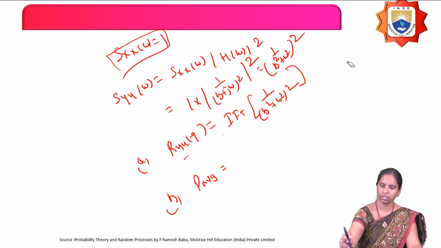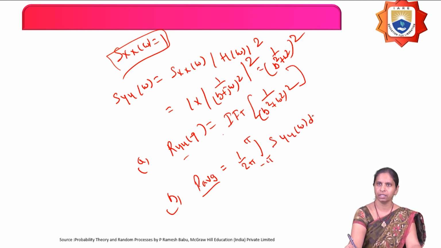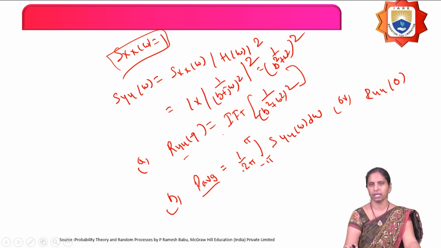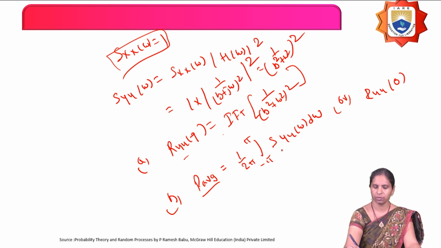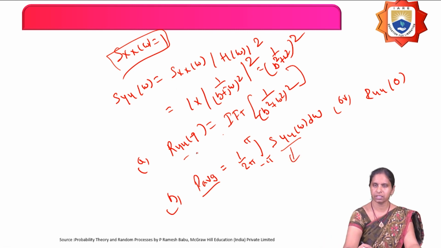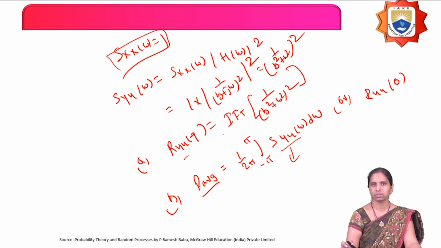So that you are going to obtain the autocorrelation function. And what is the P average equal to? 1 by 2 pi integration minus pi to pi Syy of omega d omega. You can also write it as Ryy of 0. So like that you can calculate the average power by substituting Syy of omega, which is the PSD of the output. In this autocorrelation function, substitute tau equals 0, then you are going to obtain the average power. So like that you can solve the problems on the power spectral density of the input and output of a system.